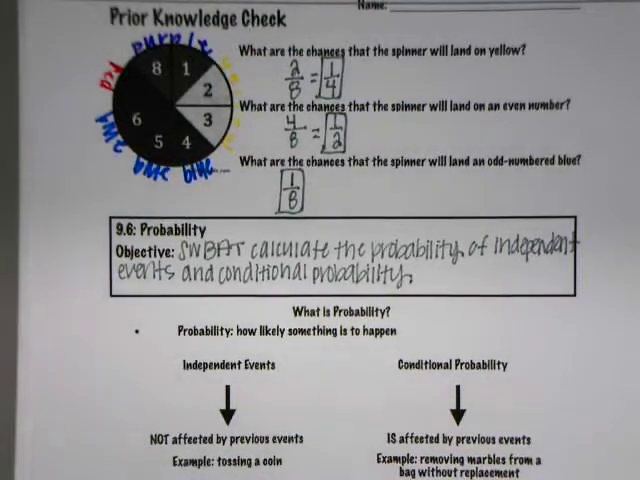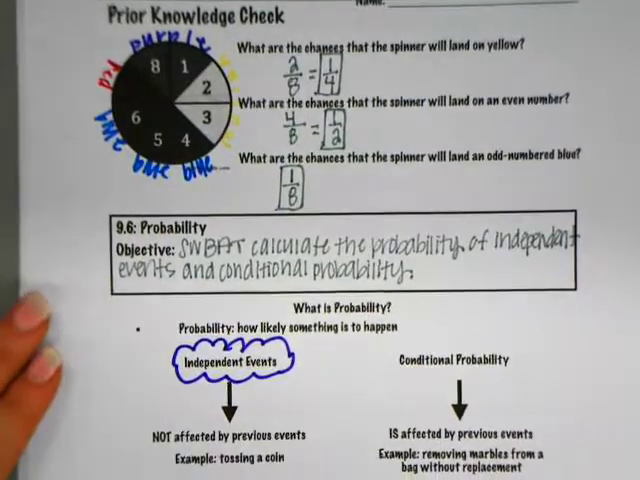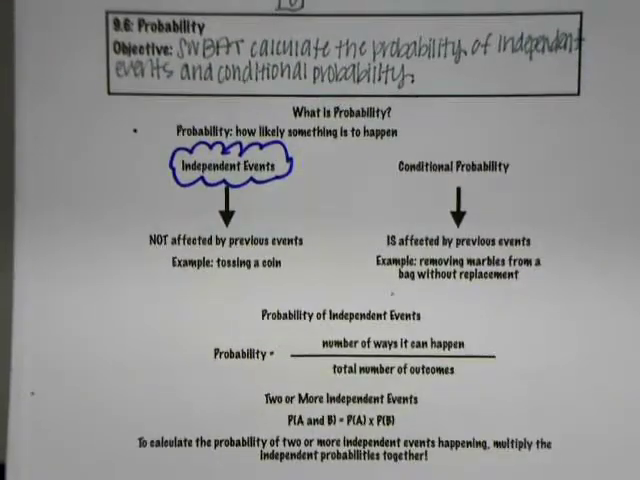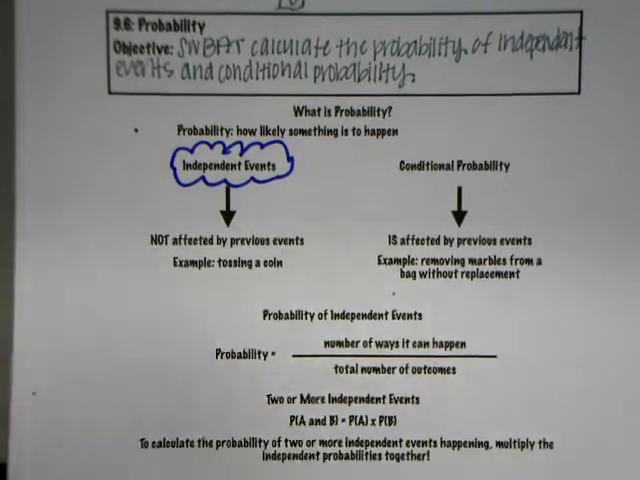Okay, so probability is just how likely something is to happen. So we're gonna have 2 types of probability, but like 3 types of questions. So you're gonna have independent events, and you're gonna have 2 types of questions that go along with independent events. You're gonna have ones where it's just a single event happening, so the probability of one thing happening. And then you're also going to have the probability of like 2 independent events happening, but they're not affected by what happens the first time.